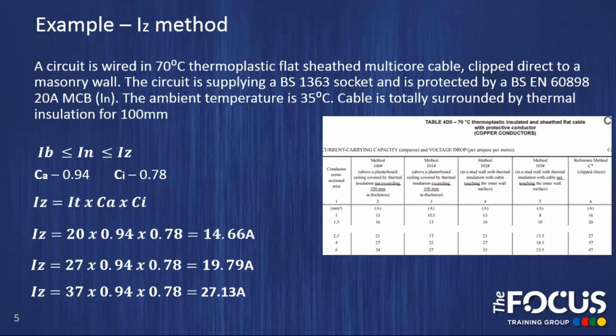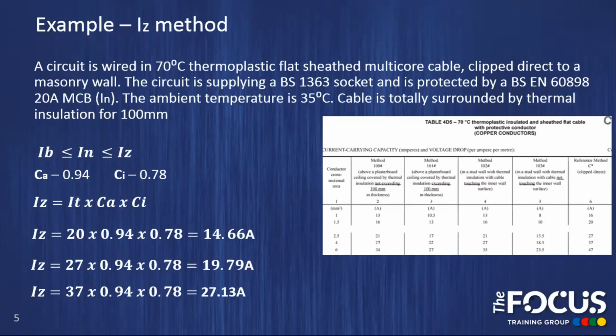As stated in Appendix 4 of BS 7671, selecting a circuit conductor size using this method involves some trial and error. To demonstrate this, we will use the table shown in Appendix 4, shown on the slide here, Table 4D5, which covers circuit conductor sizes for 70-degree thermoplastic insulated and flat sheath cable. Our scenario says our cable is to be clipped direct to a masonry wall, so we will be using the final column on the right-hand side for reference method C.